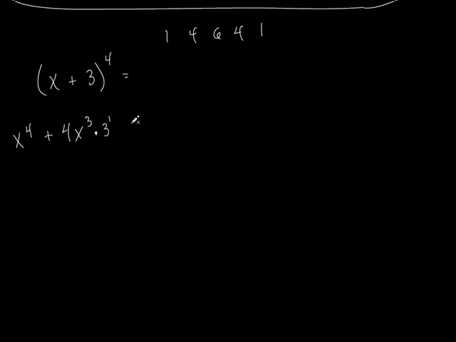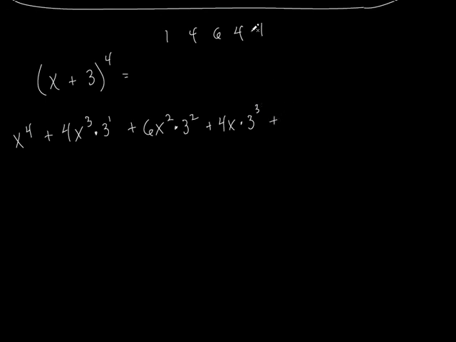Okay? Plus, next coefficient, 6. Our x goes down to x squared. Now what's our 3 go up to? I'll put a dot for times. 3 squared. Right. I'm going to write 3 squared just so it's a little easier for us. It is a 9, but we'll do the multiplication in the next step. Let's keep going. Plus, next coefficient, 4. What does my x do? It just goes to x. What does the 3 do? Times 3 cubed. All right?